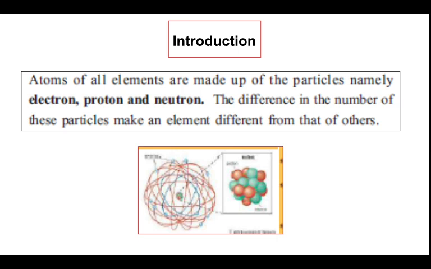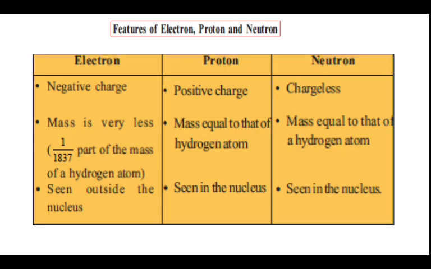The difference in the number of these particles makes an element different from that of others. Features of electron, proton and neutron. An electron has a negative charge, and its mass is very small, that is 1 by 1837 part of the mass of a hydrogen atom, and it is seen outside the nucleus.